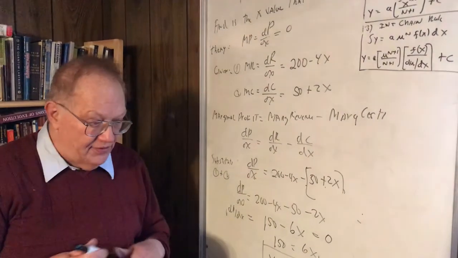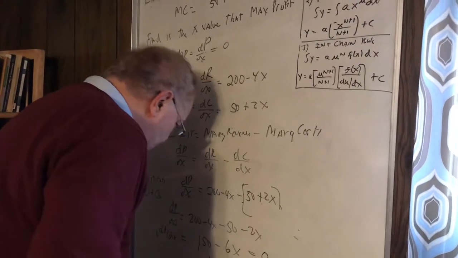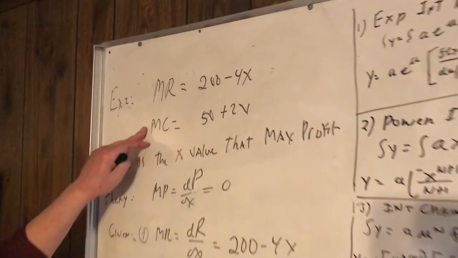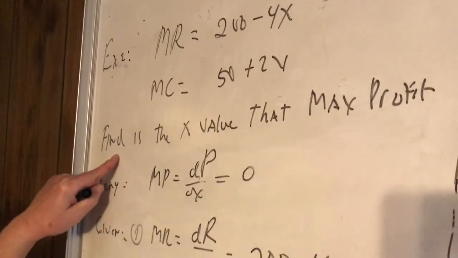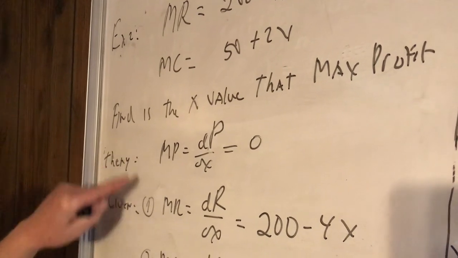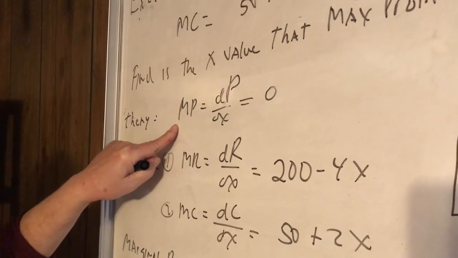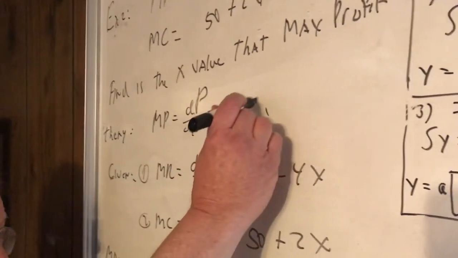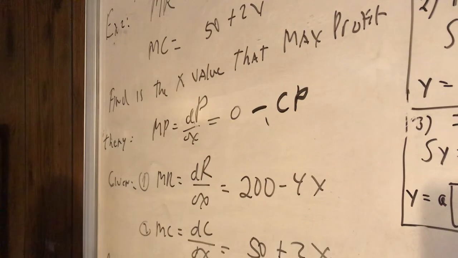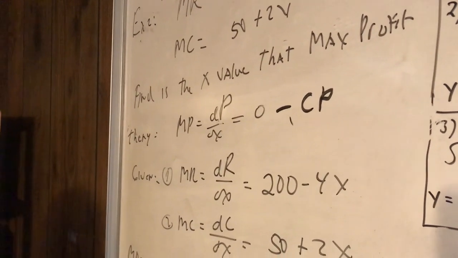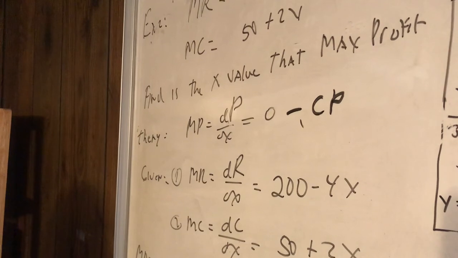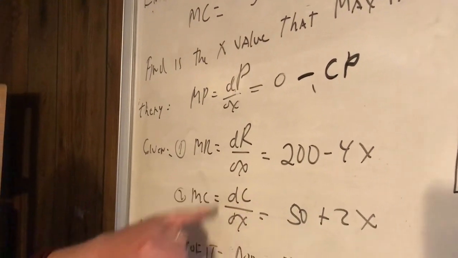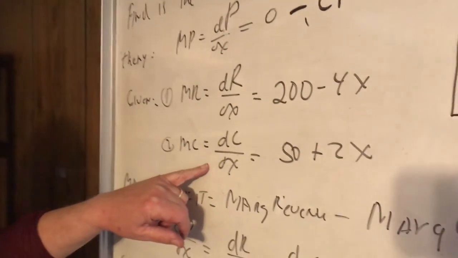Hi, we're back again, third installment of today's lecture. Let's see what we've done. We were given the marginal revenue and the marginal cost. It said find the X value that maximizes profit. We knew that the marginal profit is dP over dx. If I set that equal to 0, I get a critical point. Remember CP? Now that point could be either a max, min, or something else, a horizontal inflection point, etc.